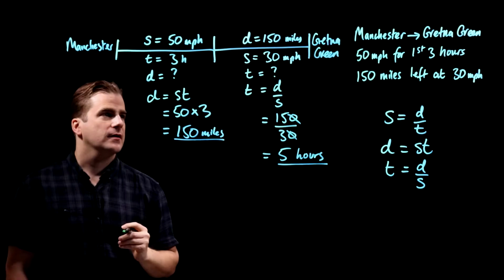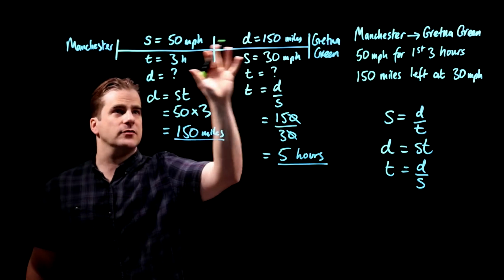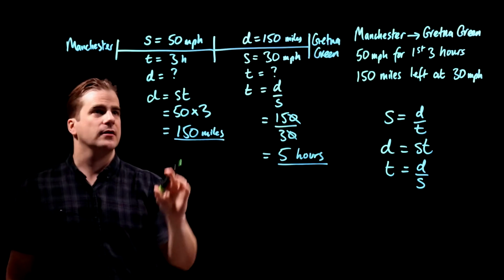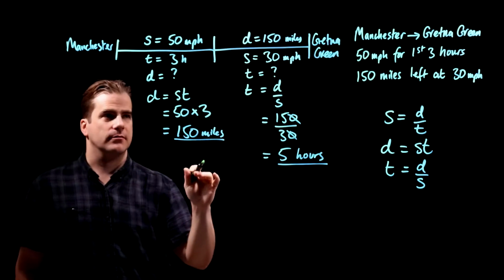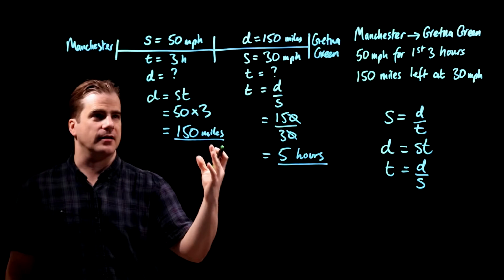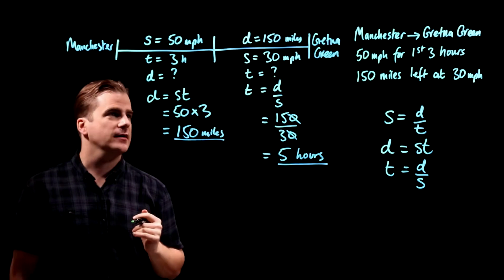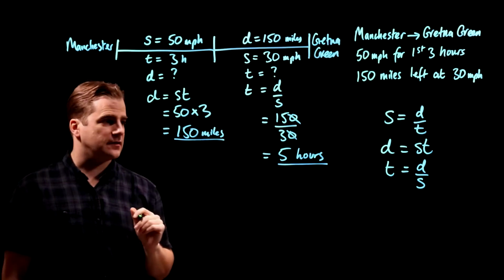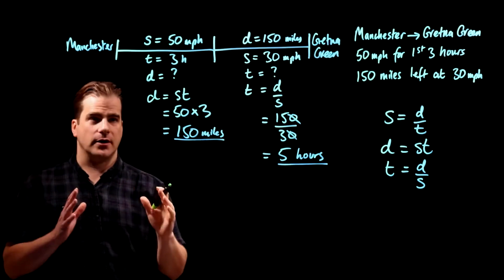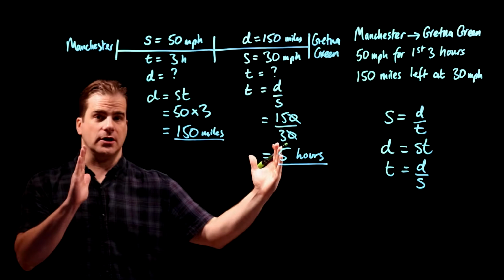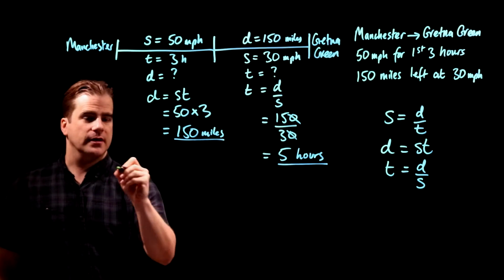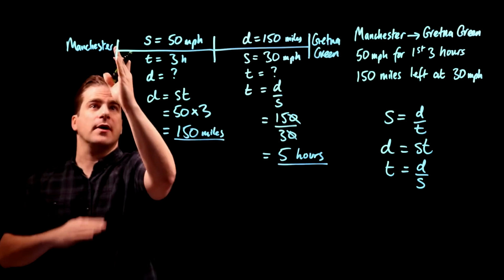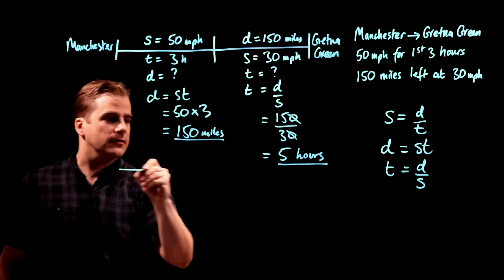Okay, so that's how you do it. Break it down into two sections and work out using speed is distance over time the third speed, distance or time that they didn't give you. Okay, so now we know speed, distance and time for both of the sections. Now what you do is look at the overall journey. Okay, and we're going to write down speed, distance and time for the total journey from Manchester to Gretna Green.